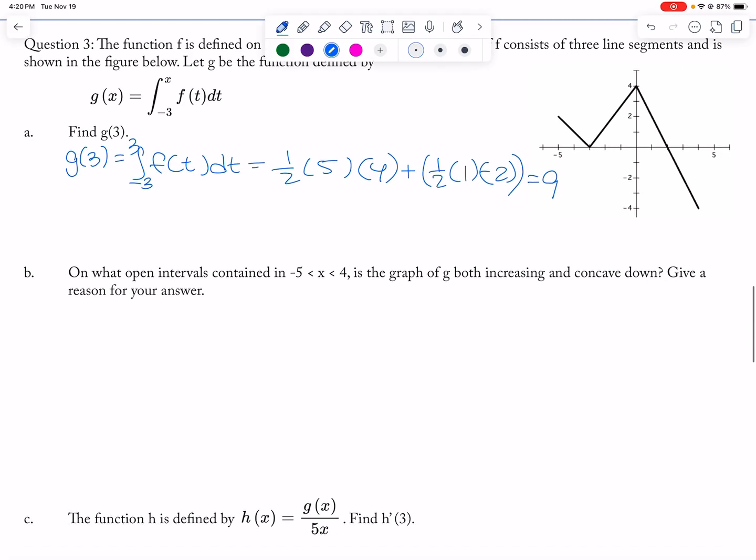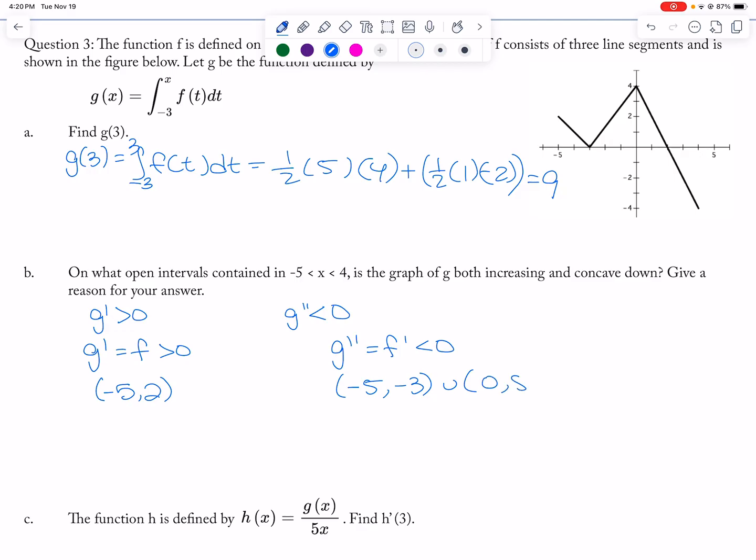Where it's increasing and concave up, so g prime has to be bigger than 0, g double prime has to be less than 0. g prime of x is equal to f, so f has to be bigger than 0, that is on the interval from negative 5 to 2. G double prime has to be equal to f prime, which has to be less than 0, which is where the tangent line slopes are negative, so negative 5 to negative 3, union 0 to 5.